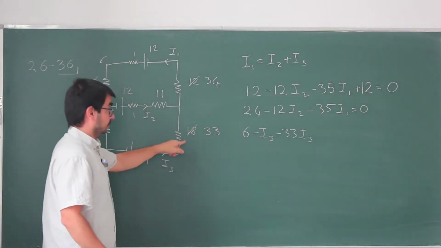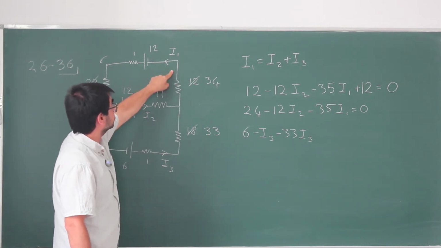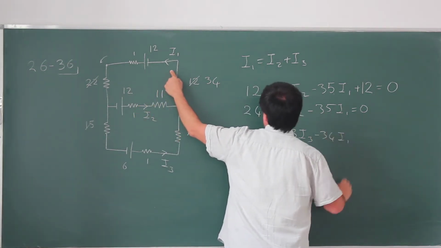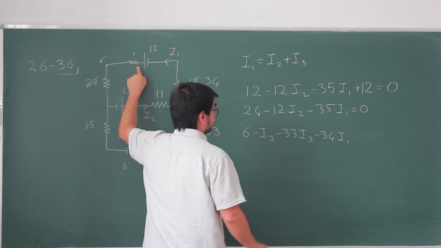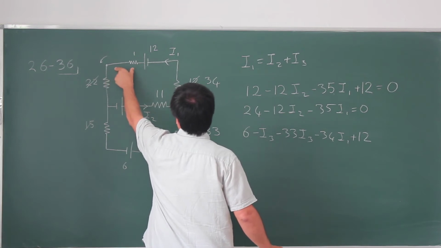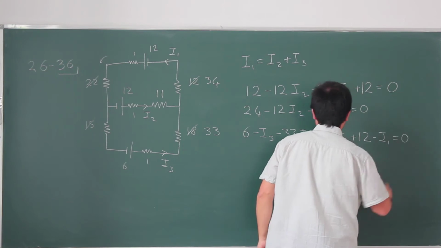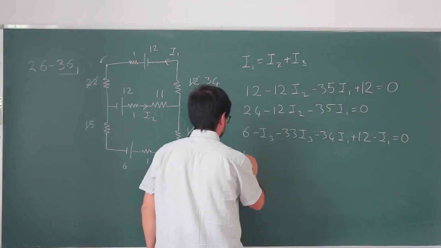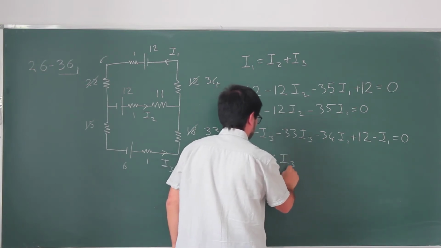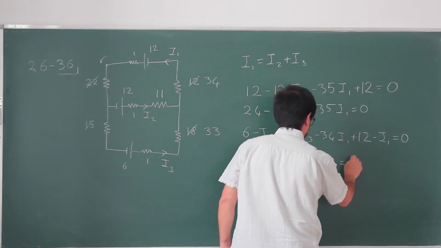Now I think you could see that I could just add these up. Then I move over here, I'm moving in direction of current I1 over 34, so that's minus 34 I1. Then over this, from negative to positive terminal, plus 12, and now finally over this 1 ohm resistance in direction of I1, so minus I1 is 0, and if we simplify this, this is 18 minus 34 I3 and minus 35 I1 equals 0.